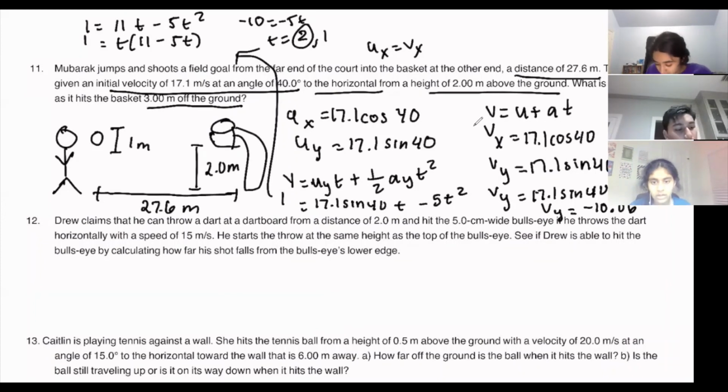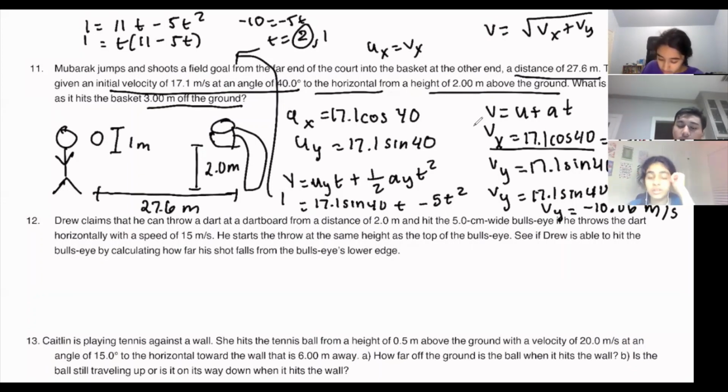So that's your Vy, and then what's your Vx? Okay, so that was 17.1 cos 40, which is about 13.1. So to find the velocity, we could do v equals the square root of vx squared plus vy squared. It's basically the Pythagorean theorem. So that'll be 13.1 squared plus 10.06 squared.